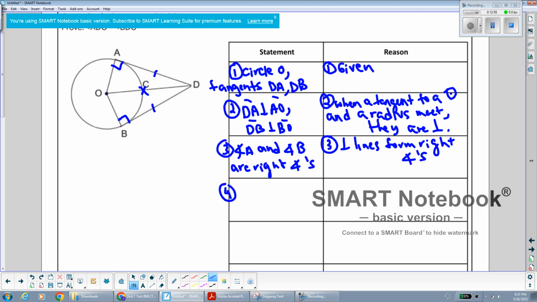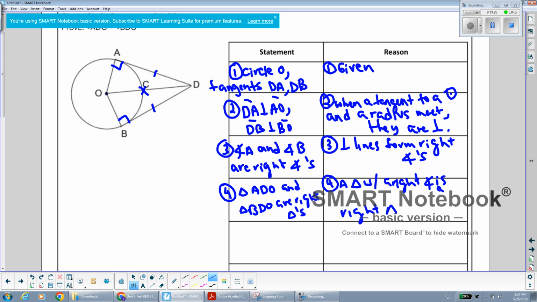Since I am using HL, I do need to say that the triangles are right triangles. So triangle ADO and triangle BDO are right triangles. A triangle with a right angle is a right triangle.